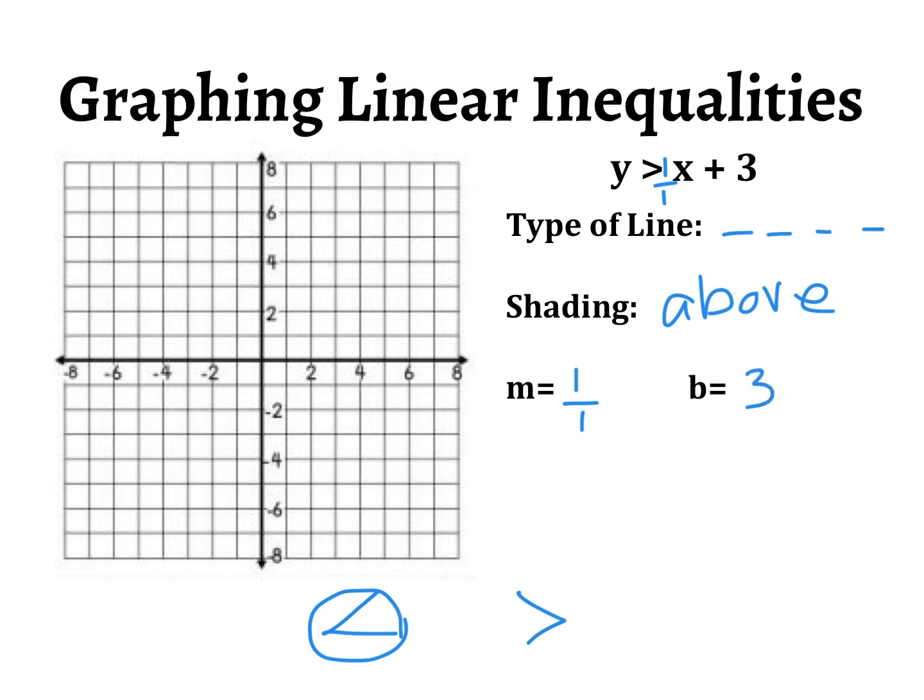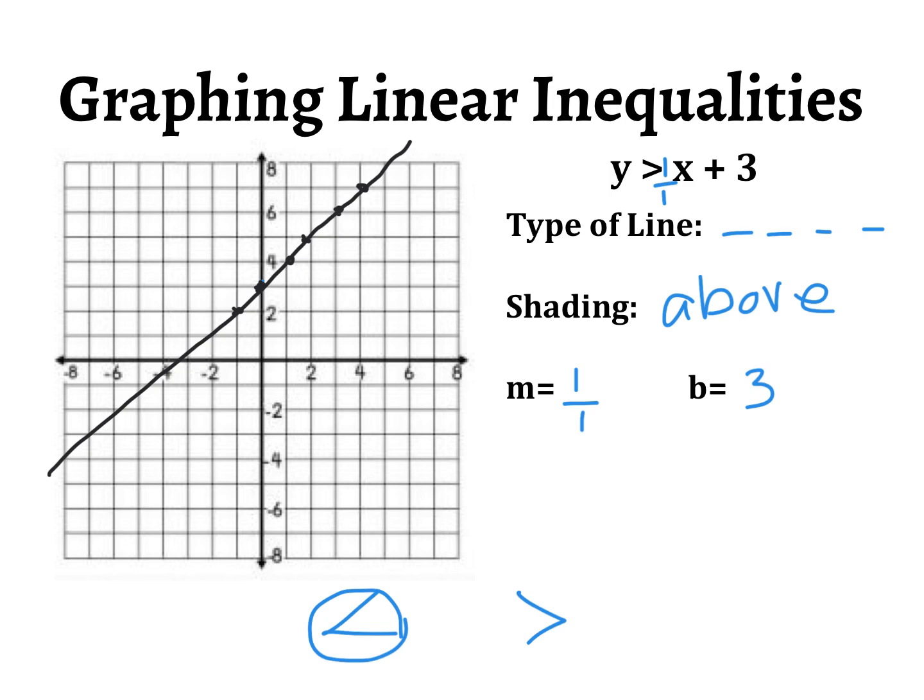So I start at the y-intercept. I'm going to graph this in black. We start at the y-intercept. The slope is 1 over 1. So I go up 1 over 1, up 1 over 1. And as I start connecting these dots, I want to connect them like this.